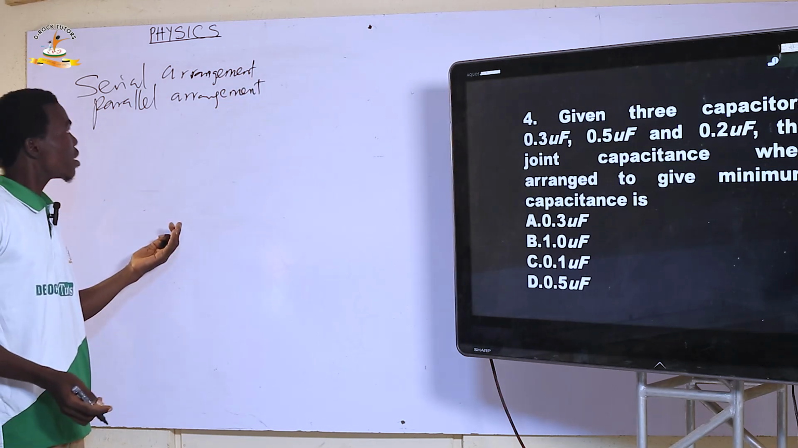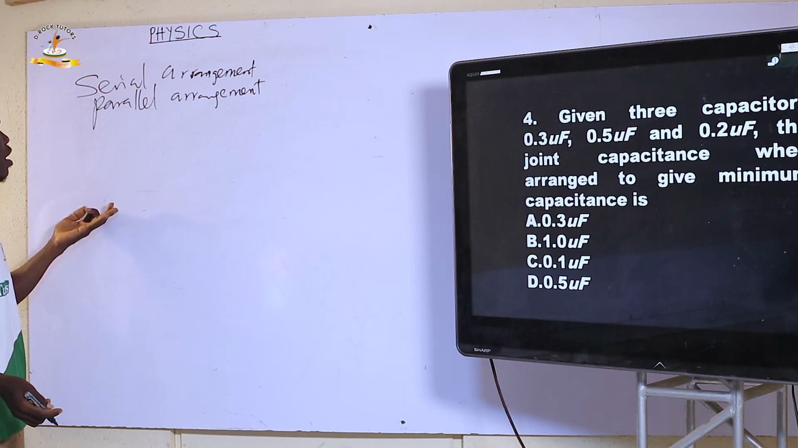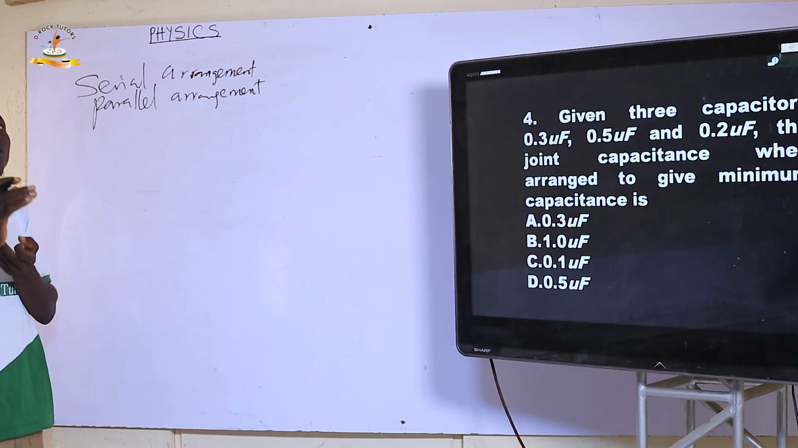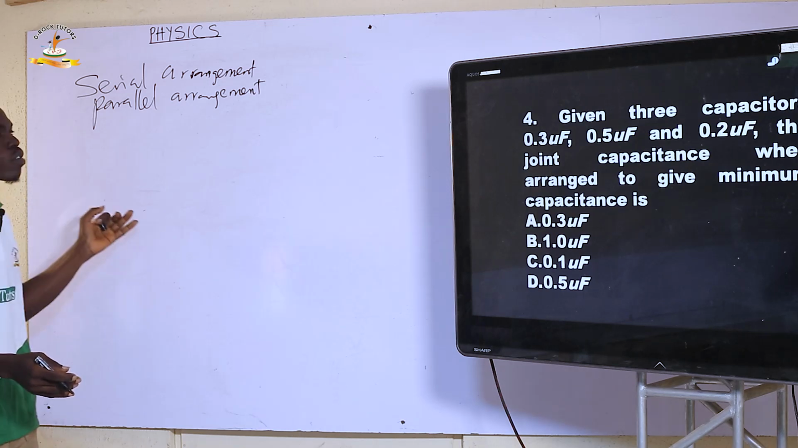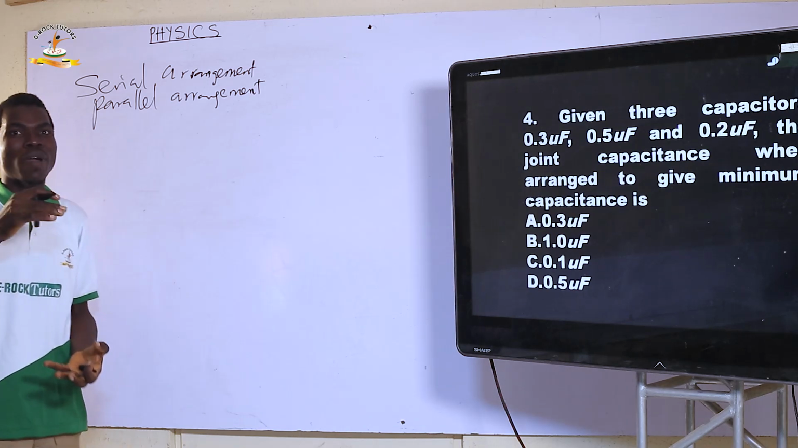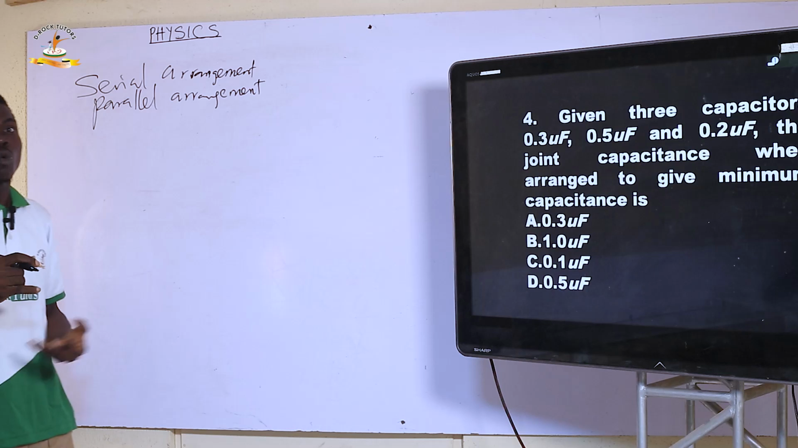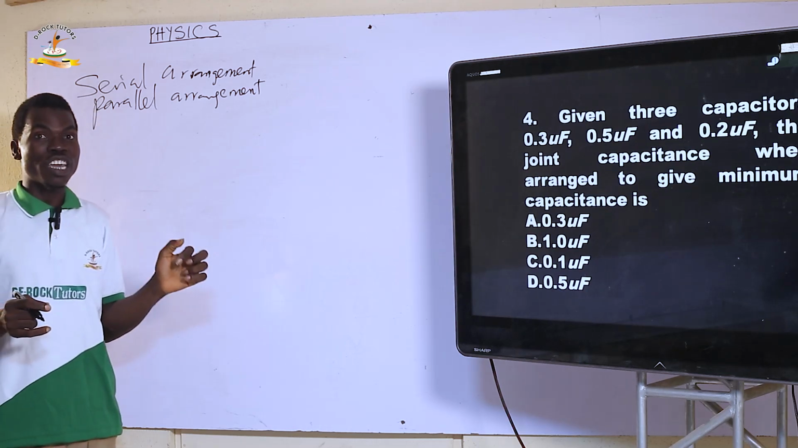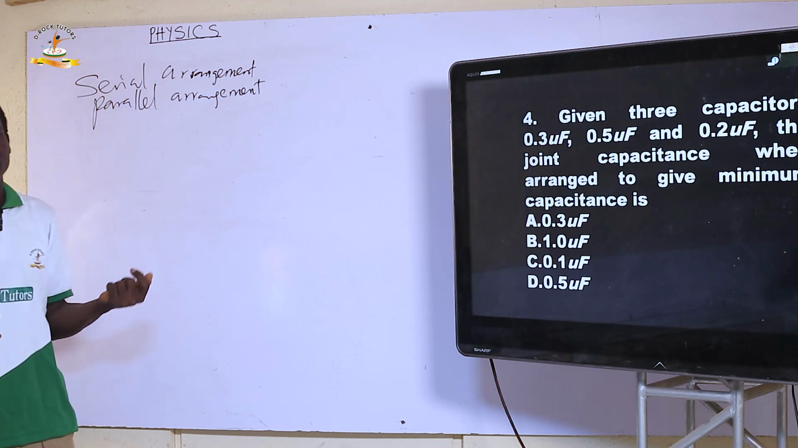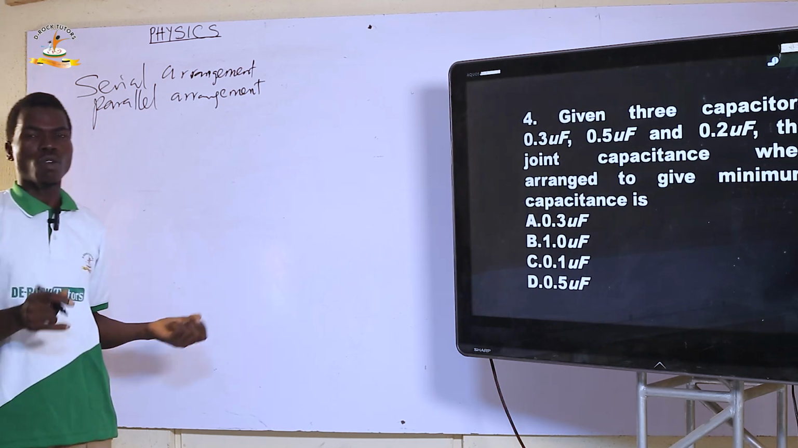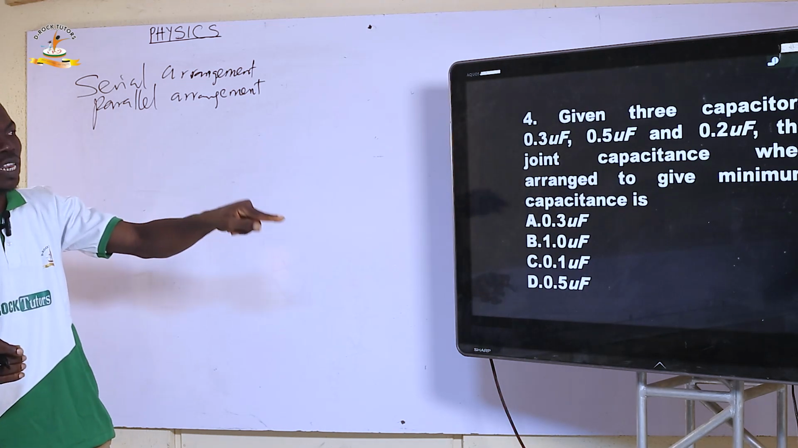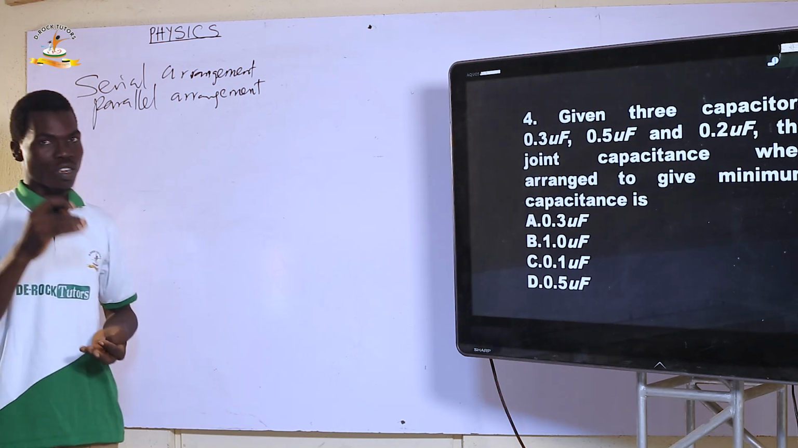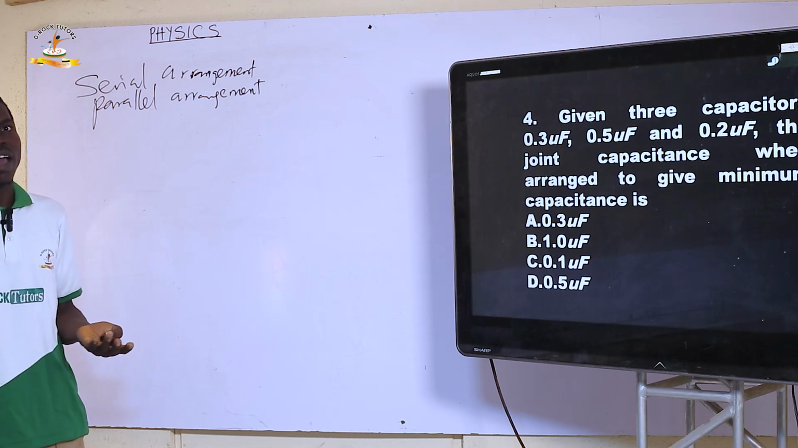However, one thing that is special about capacitors is that they behave just in the opposite way of resistors. So resistors will give you maximum total resistance when they are arranged in series. However, the reverse is the case for capacitors. So for capacitors to give you a minimum, look at that word minimum, it means that we must arrange the capacitors in series. If we want to get the maximum, then we arrange them in parallel.